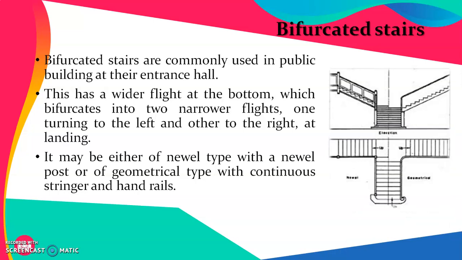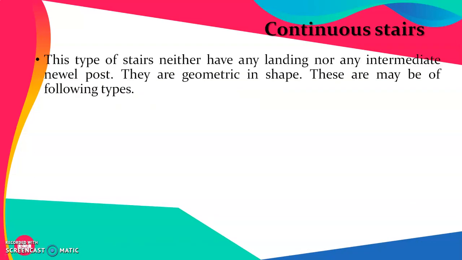This is a figure of a bifurcated stair, where you will find that from the bottom it starts as one flight, but then after the introduction of a landing it has been divided into two small flights which are running in opposite directions. So this helps us to have different directions which can be achieved by using a common entrance flight. Next is the continuous stair.